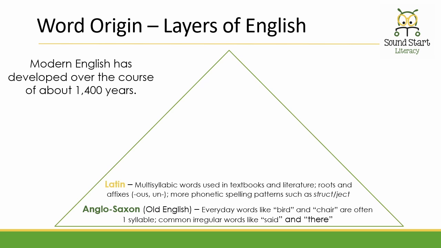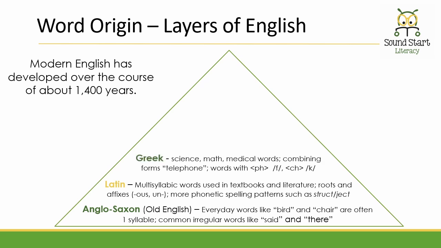Then we have our Latin layer, and this is comprised of a large percentage of words that are multisyllabic words, academic words, words found in literature, textbooks. They contain many common roots and affixes. And what we mean by affixes are prefixes and suffixes. Then we have our Greek layer. And many of our math and science and medical words come from Greek. We also see some different spellings, such as the PH spelling for the F sound in words like telephone and graph. We have the CH spelling for the K sound in words like chorus or Christmas.